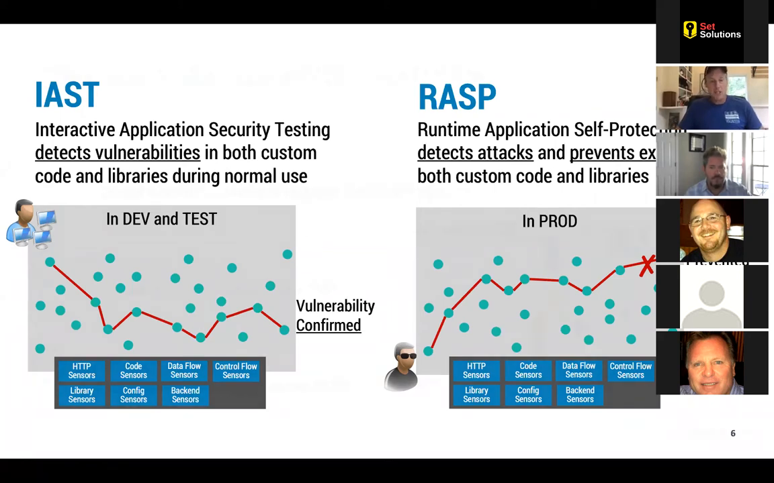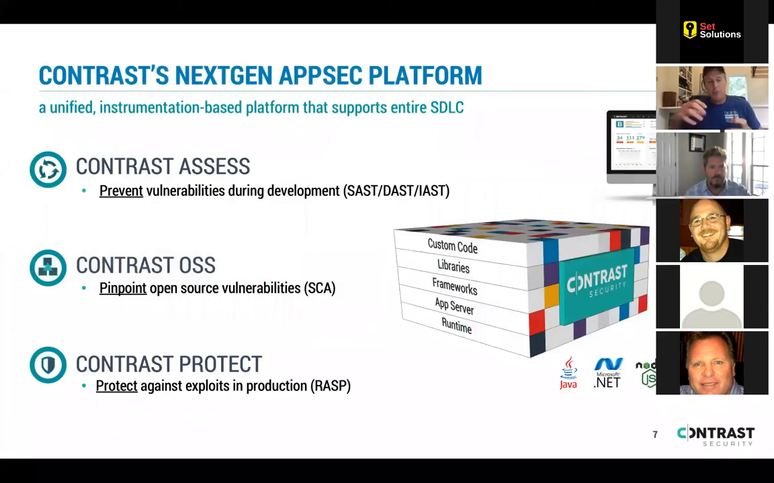Now, Contrast, we provide both IAST and RASP. We also do software composition analysis, and we do it all in a single platform. So we've integrated these capabilities, so you don't have to buy tool soup anymore. You can get one product.